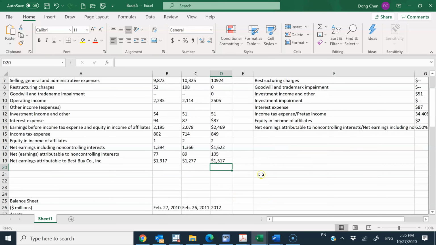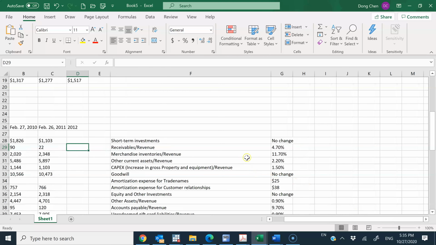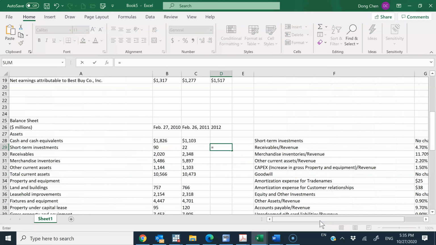Right, so basically we are done with the forecasting of the income statement. And now let's get to the balance sheet. The first item is cash, but we'll leave the forecasting of cash to the last step because cash is what we call the plug variable, which is used to balance the balance sheet. So we just keep that blank for now. Short-term investments, going back to the assumptions for forecasting the balance sheet, there's no change. So we can just keep it the same as last year's amount.